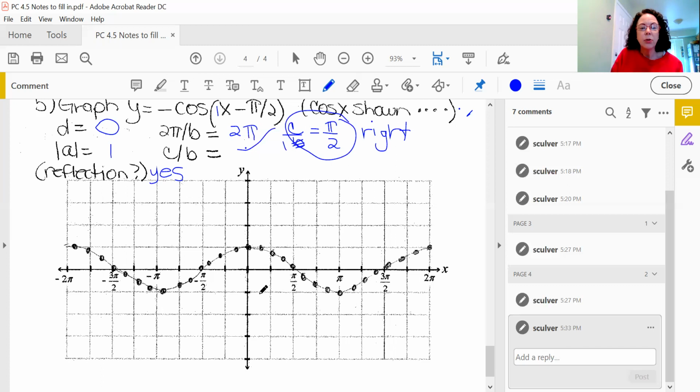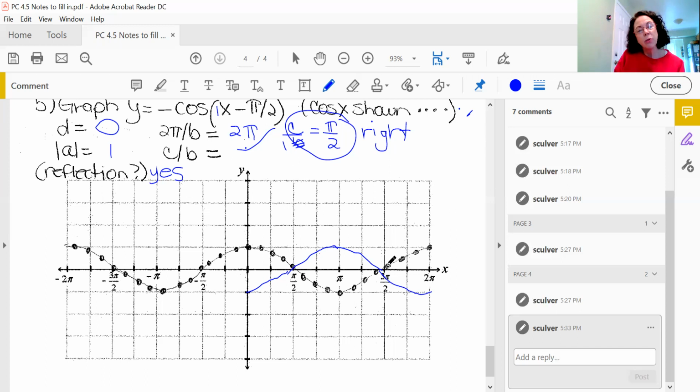So including my reflection, my graph is going to start down at negative 1, right? And go up through 0 at pi over 2, right? And we'll be up at 1, come back down to 0 at 3 pi over 2, and continue down. So there's one full cycle of cosine that has been reflected.